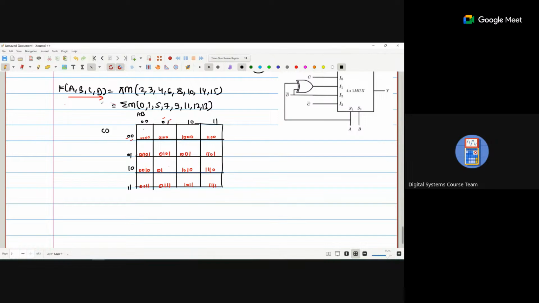Now I have to define the terms. So 0 is present, 1 is present, 5 is present, 7 is present. Then 9, 11, 12, and 13. Okay. If I take this group, this is for I0, I1, I2, and I3. Any doubt why it is I0, I1, I2, I3?